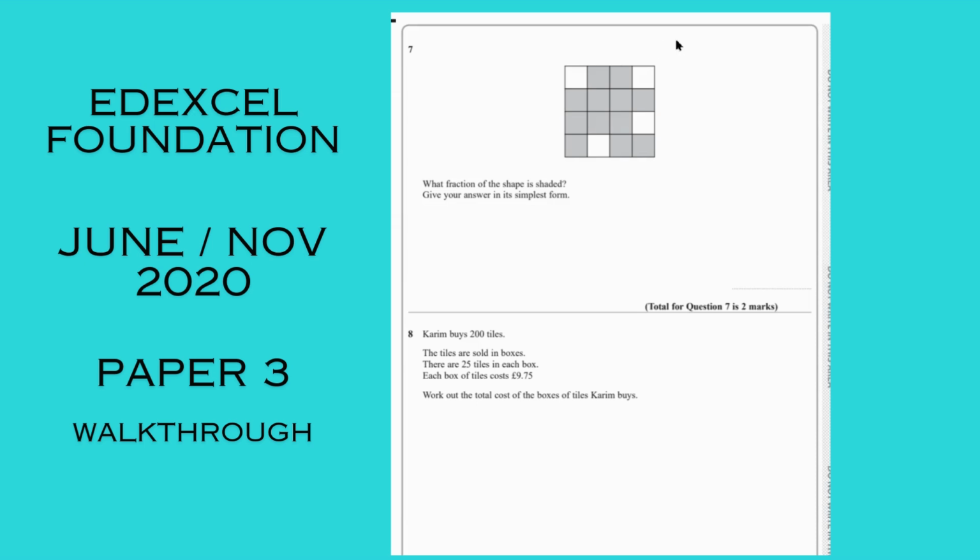Fraction, and this one you do have to simplify. So first of all, it's a 4 by 4 square, so there are 16, and just simply count 1, 2, 3 and so on. If you count, there are 12, and that cancelled down gives you 3/4 again, either mentally or on a calculator.